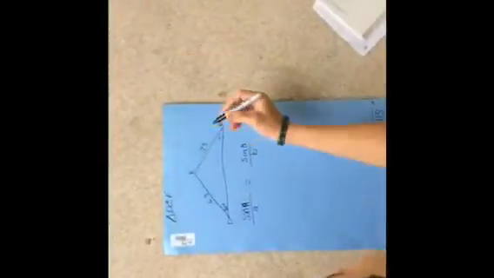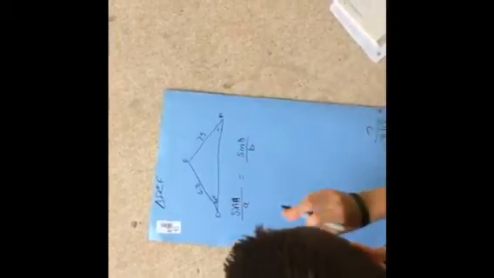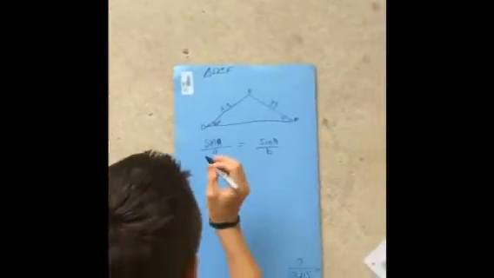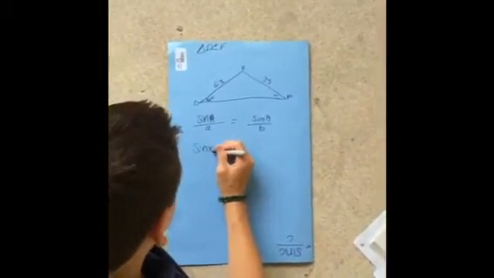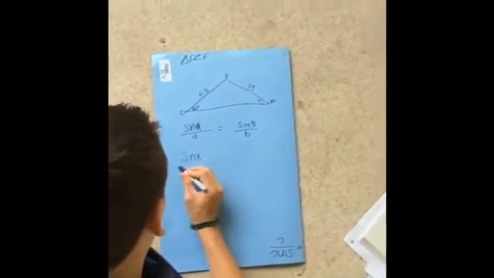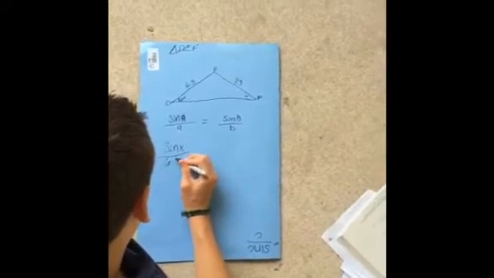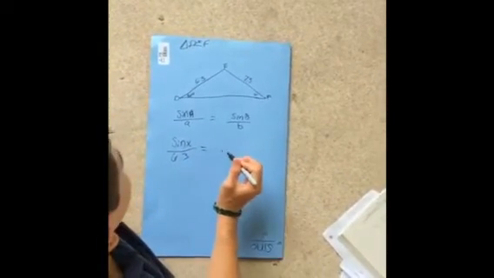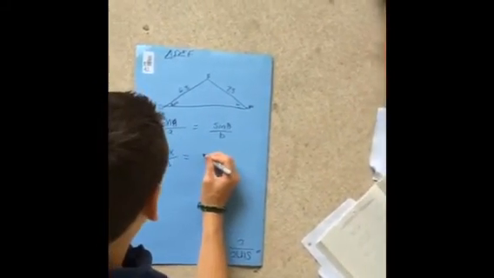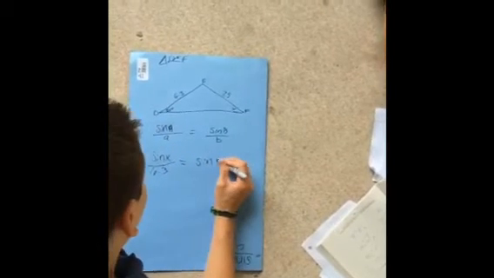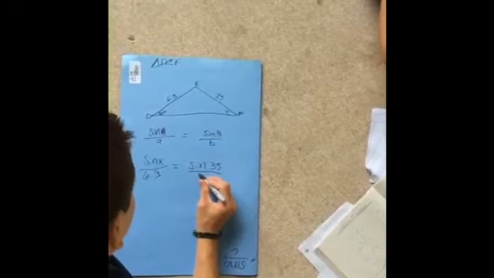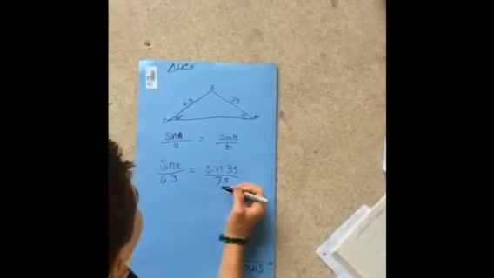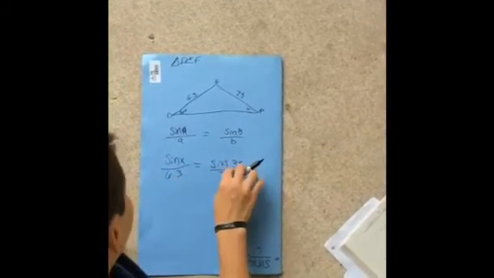Trying to find angle x. So what you want to do is go sine x over 6.3 equals sine 35 over 7.5. Then what you want to do is get x by itself.